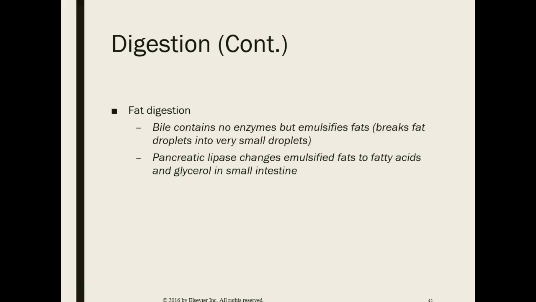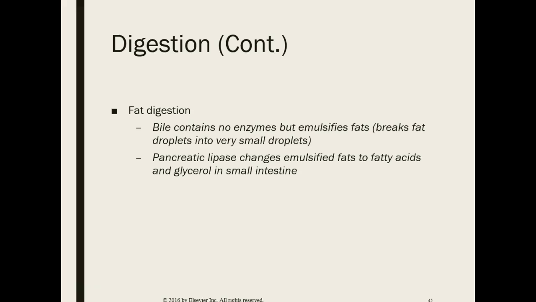And then fat digestion really doesn't occur before the food reaches the small intestine. So bile does not contain any enzymes, but it's going to emulsify the fat so it breaks it down into very small droplets. And then the pancreatic lipase is going to change those droplets to fatty acids and glycerol.